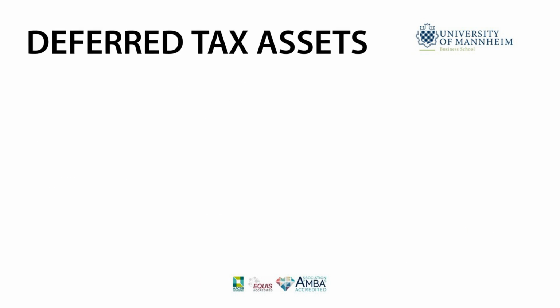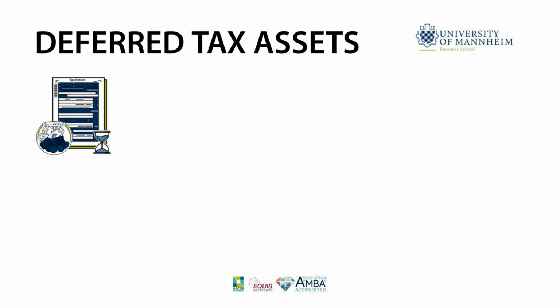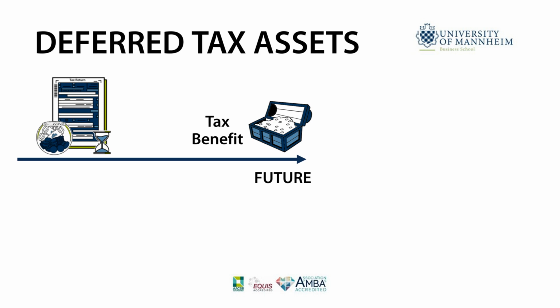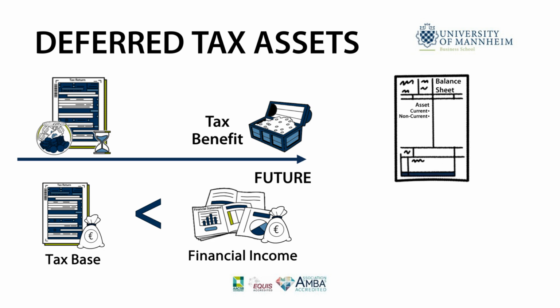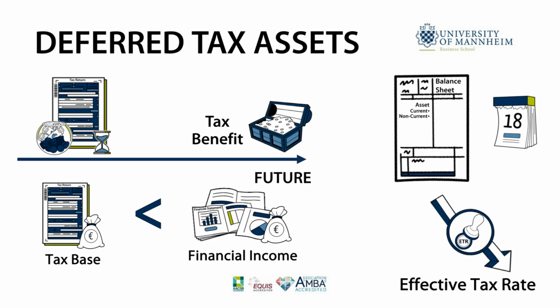Let's now talk about deferred tax assets. A deferred tax asset is the opposite of a deferred tax liability. It represents a future tax benefit and arises when your corporation's future taxable income is expected to be lower than its future financial income. On the balance sheet, this deferred tax asset is recognized as current or non-current, depending on when it is expected to materialize, and it decreases the effective tax rate of your corporation.